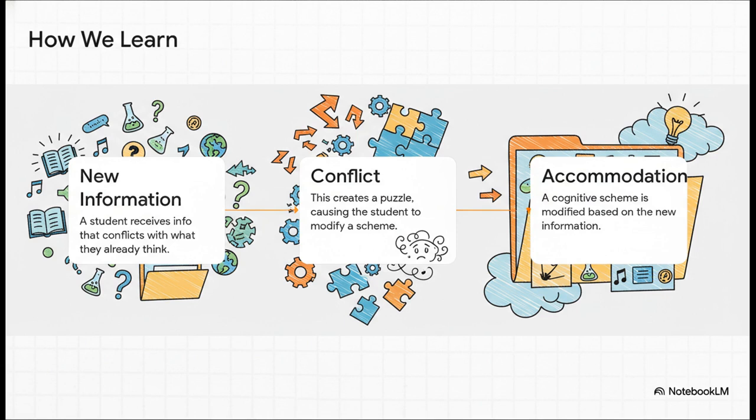So imagine a little kid's mental filing cabinet. Their animal folder only has stuff like dogs and cats. Then one day they see a fish, and wait a minute, that doesn't fit. That creates this little mental puzzle, a conflict. To solve it, their brain has to do something called accommodation. It has to modify the filing cabinet, maybe by creating a whole new fish folder, or maybe making the animal folder bigger. That rewiring right there, that is learning in action.